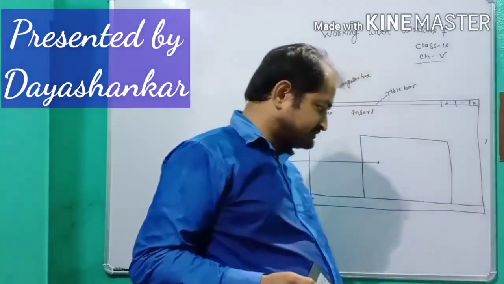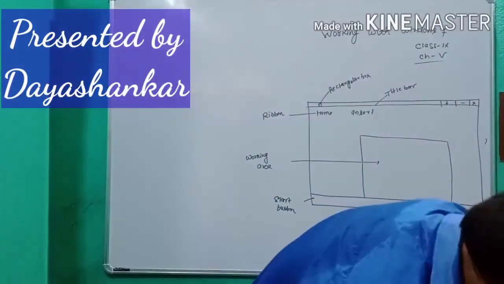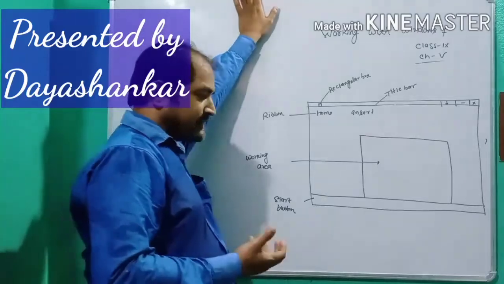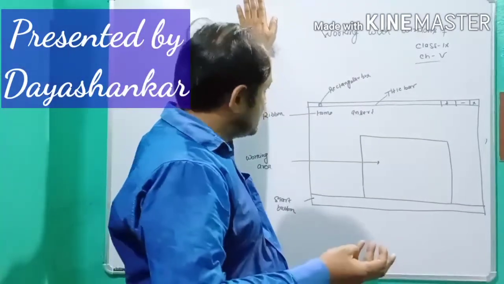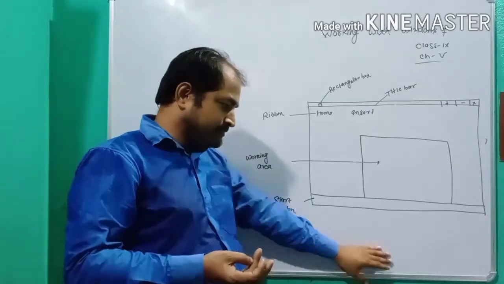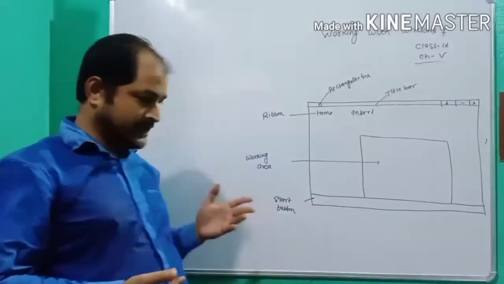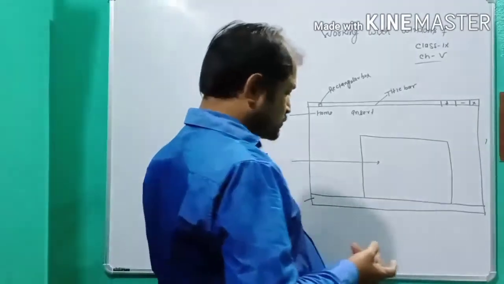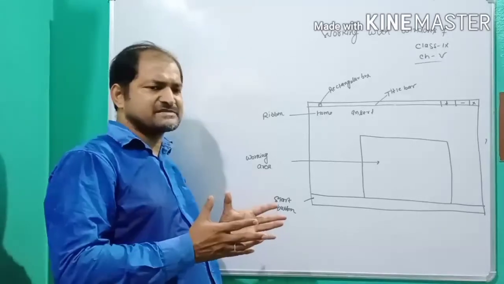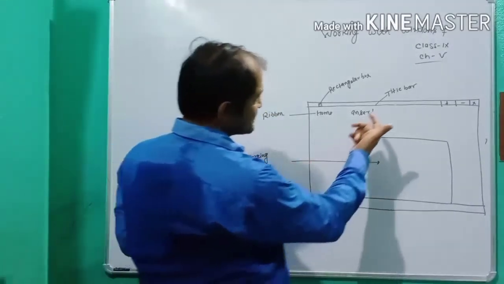My dear student, there are so many components of Windows 7. First title bar, second scroll bar, third address bar, fourth navigation pane, fifth toolbar. There are so many components. This is the basic fundamental, so I am not discussing them all. I discuss only the title bar.